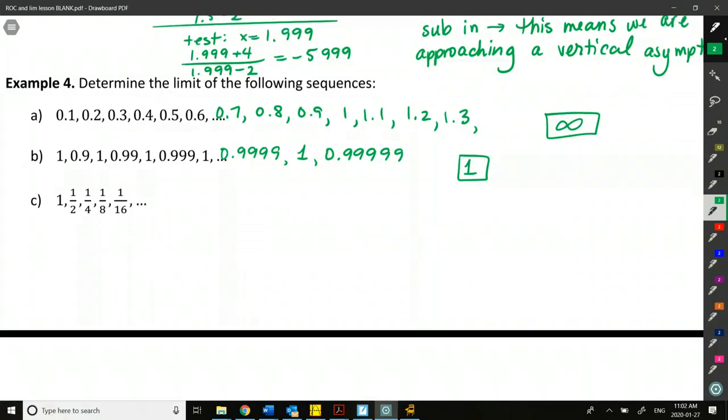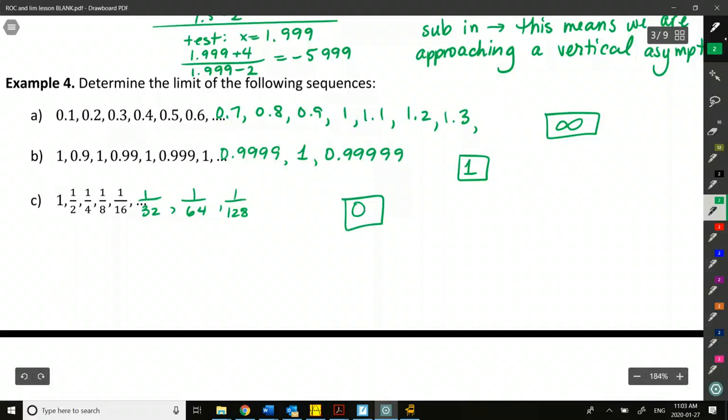Okay, how about C? 0? Do you guys agree? Negative infinity? What do you guys think? 0 or negative infinity? I think we're just going to keep getting smaller and smaller numbers, right? So like 1 over 32, 1 over 64, 1 over 128, and that value is just going to get smaller and smaller. So we are approaching 0 here. Perfect.